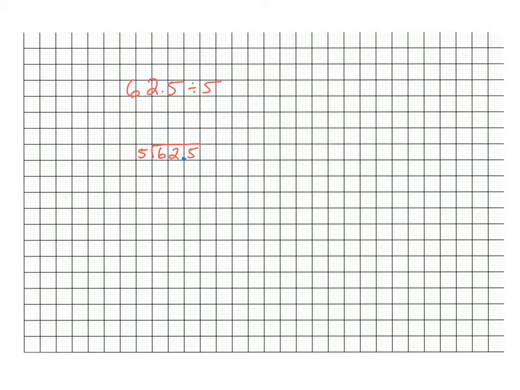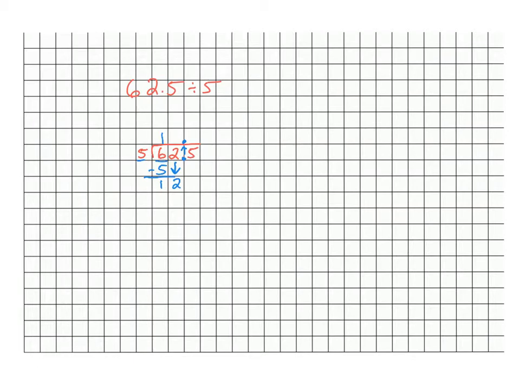I'm going to treat this just like a regular division problem, except the decimal point just has to go straight up in the answer. So I put the decimal point where it goes, and now I'm going to ignore the decimal point in the problem and just divide. How many times is 5 going into 6? How many sets of 5 are there in 6? There's 1. 5 times 1 is 5. I subtract, I get 1.